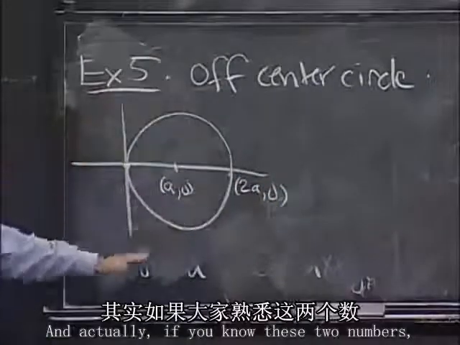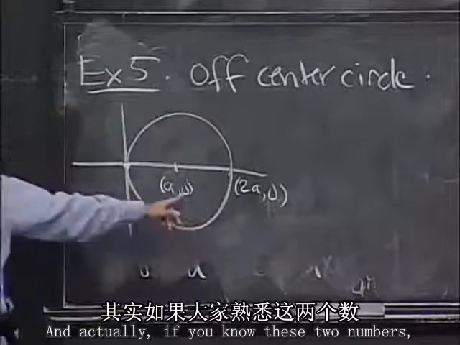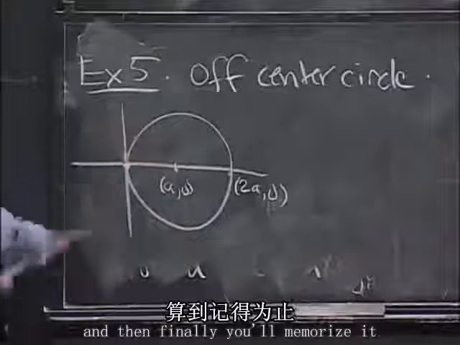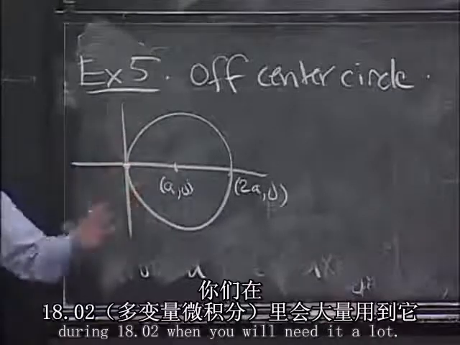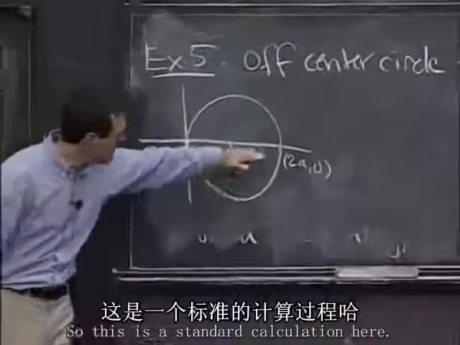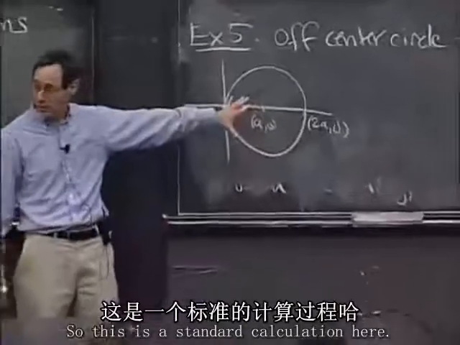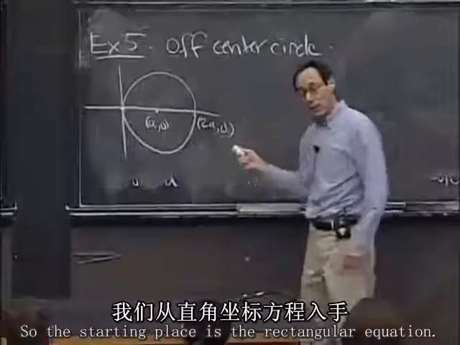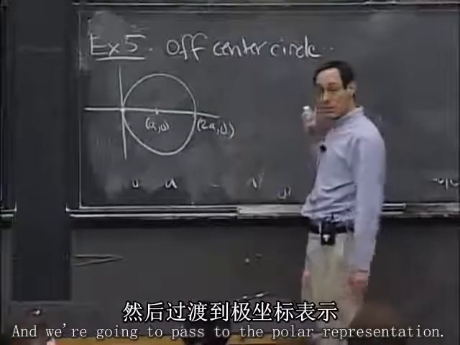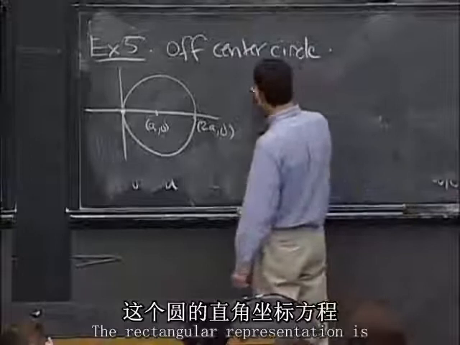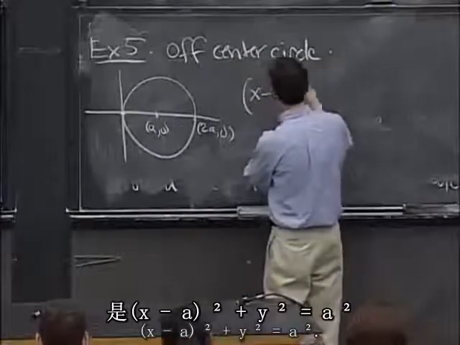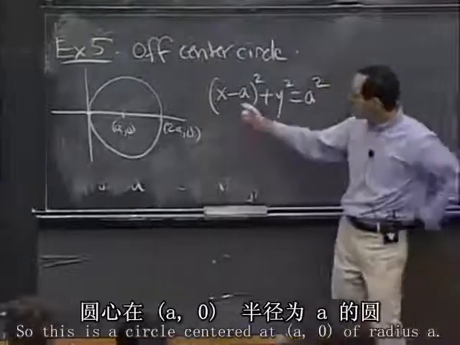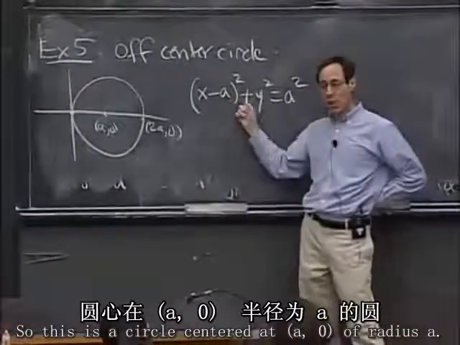And actually, if you know these two numbers, you'll be able to remember the result of this calculation, which you'll do about 5 or 6 times, and then finally you'll memorize it during 1802 when you will need it a lot. So this is a standard calculation here. The starting place is the rectangular equation, and we're going to pass to the polar representation. The rectangular representation is x minus a squared plus y squared is equal to a squared. So this is a circle centered at a comma 0 of radius a.